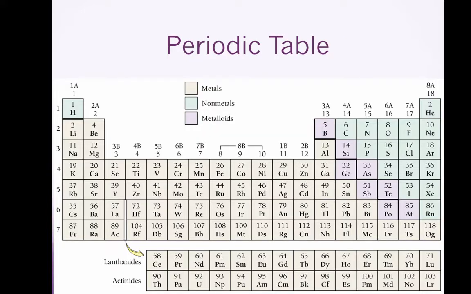So if we look here, these two columns, and all of these are main group elements. And then these elements in the center, those are the transition metals.